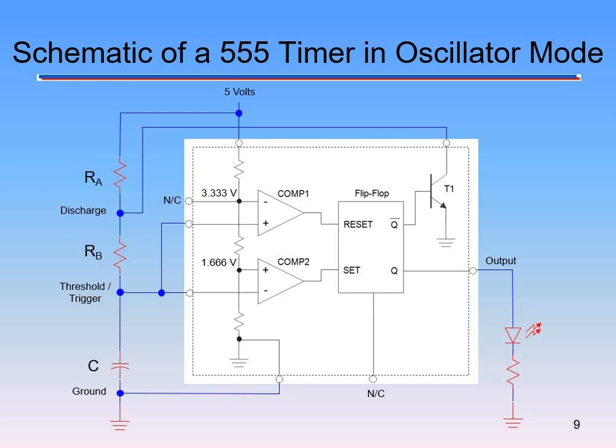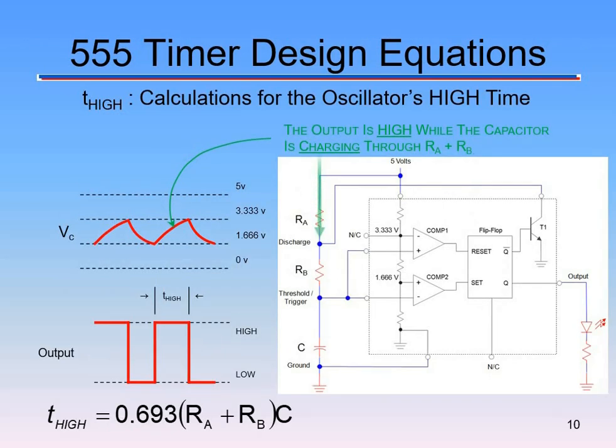I don't expect you to memorize everything that's inside the 555 timer, but what we do need to know is how we charge and discharge, and how RA, RB, and C, our RC circuit, affects our 555 timer. So what are we essentially doing? We're going from analog to digital for the most part. So we have VC.